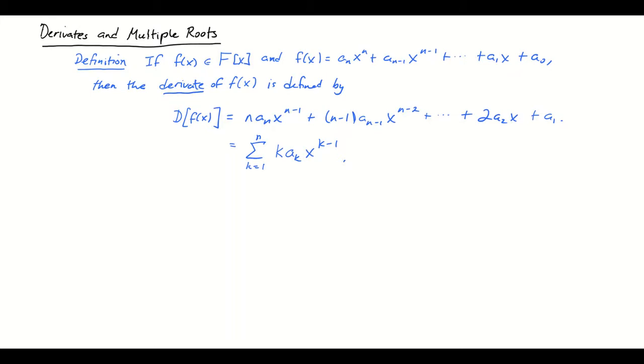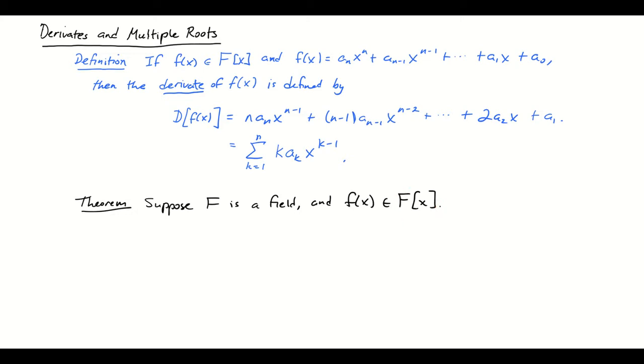In this video, we're going to talk about a connection between the derivative of a polynomial and the possibility of it having multiple roots. And that connection is captured by the following theorem. So the theorem is, suppose F is a field and f(x) is a polynomial in F[x]. Then there are two equivalent conditions. One condition is that f(x) has a multiple root in some extension of F, and the other condition is that f(x) and its derivative have a common factor in F[x].